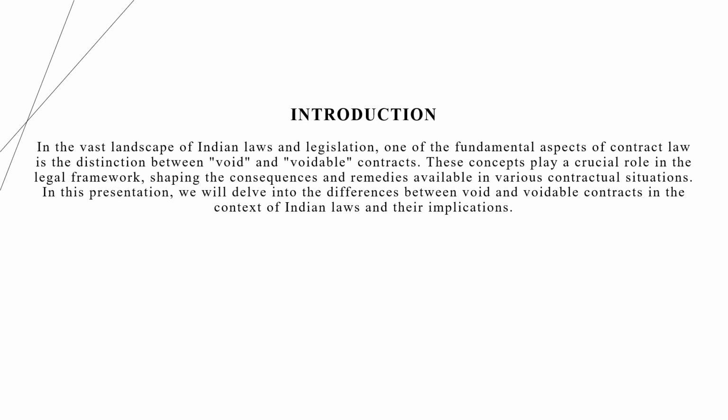Within this contractual framework, it is essential to distinguish between two critical categories, void and voidable contracts. The distinction forms the cornerstone of contract law in India and plays a pivotal role in upholding the rule of law, protecting the interest of parties, and ensuring fairness in contractual relationships.